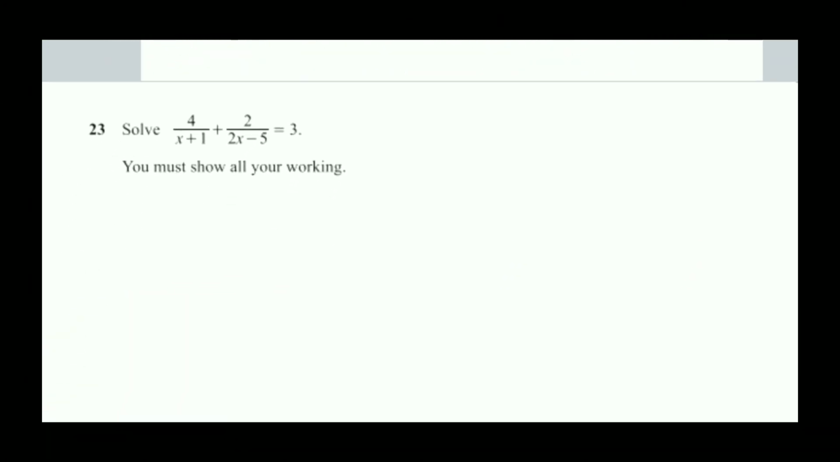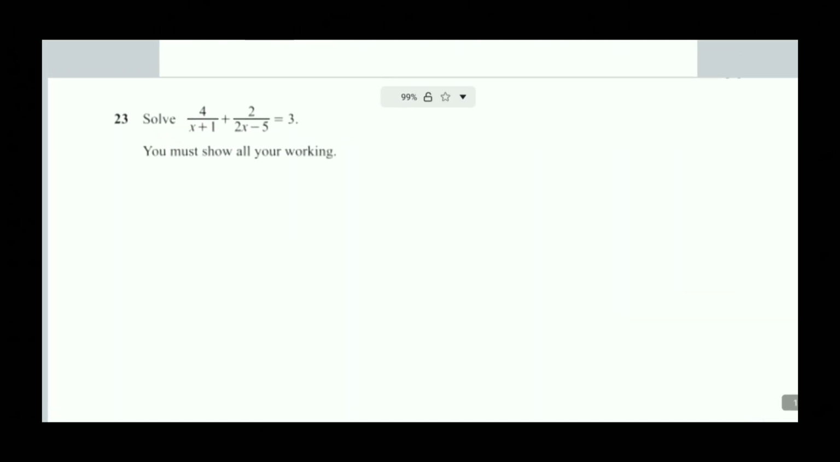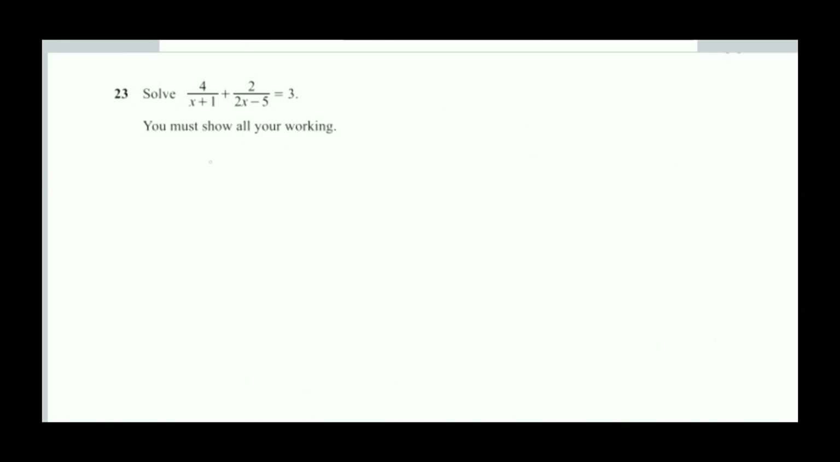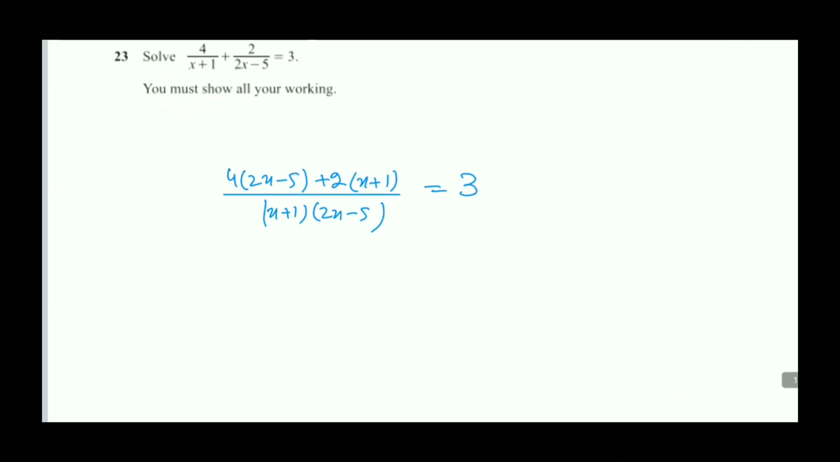Next, solve this question. The last question. This is a time taking question, so you can solve it. First of all, you will take the LCM of x plus 1 and 2x minus 5. 4 will be multiplied with 2x minus 5 and 2 will be multiplied with x plus 1. Don't forget to write 3 here. Many students have not written 3 here, but please, this is also part of the question. 3 will be written as it is.